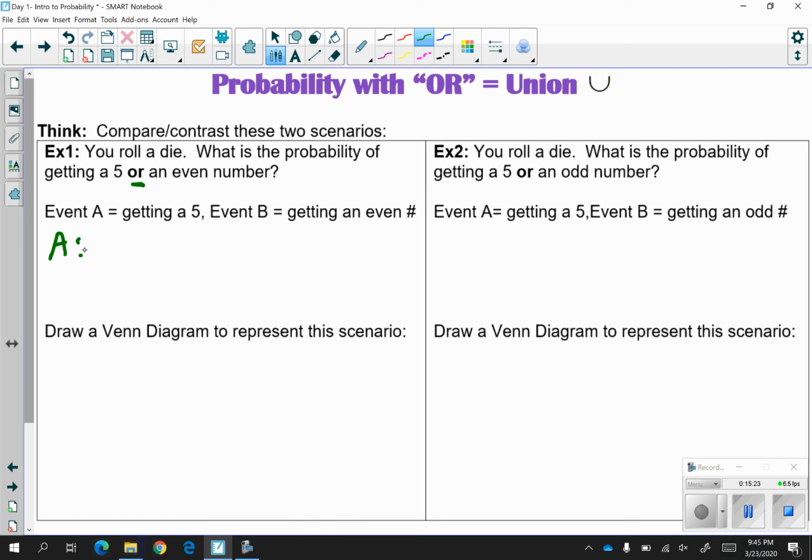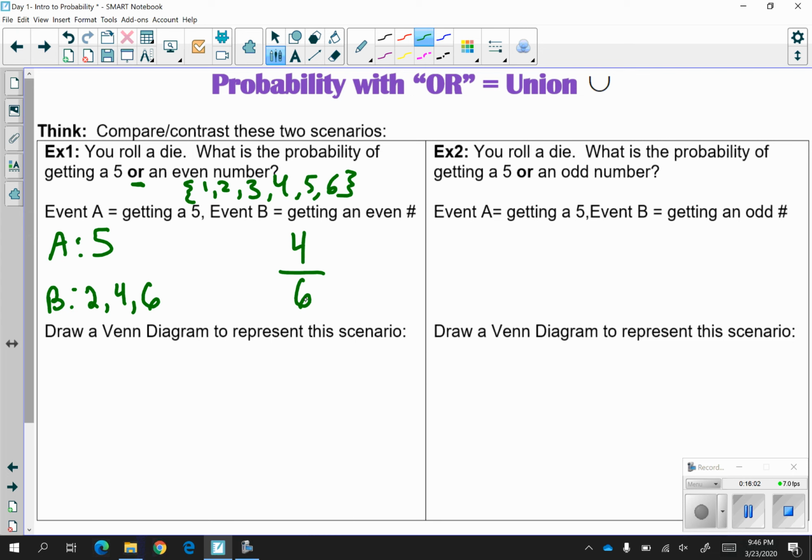So your event A is getting a 5, right? There's only one option when you roll a die with the numbers 1, 2, 3, 4, 5, and 6. Only 5 is 5. Event B, getting an even number, you have the options of 2, 4, and 6. So together, remember, OR means union. Only one of them has to happen, not both at the same time. So in total, you have 4 different options, right? 1 in A, 3 in B, out of your 6 different outcomes.